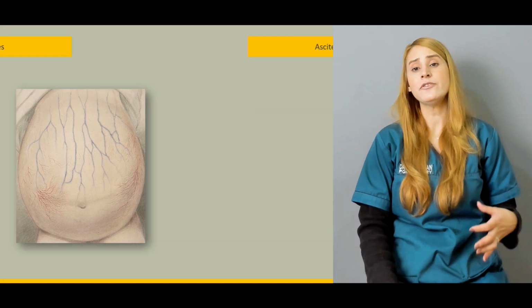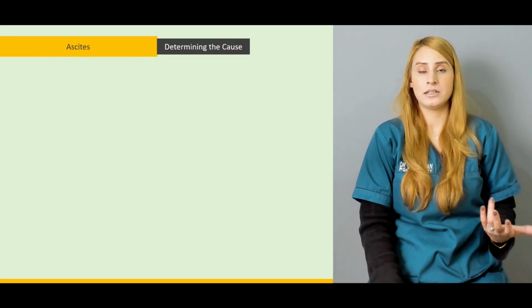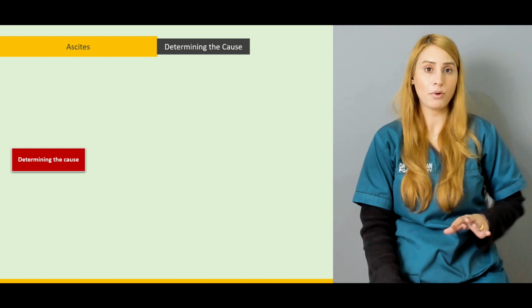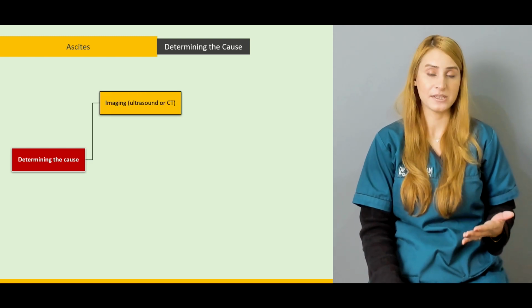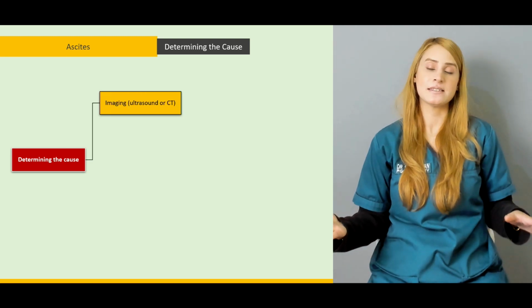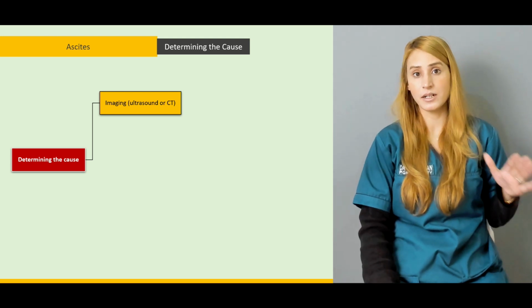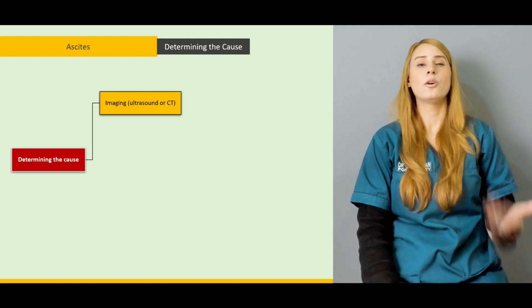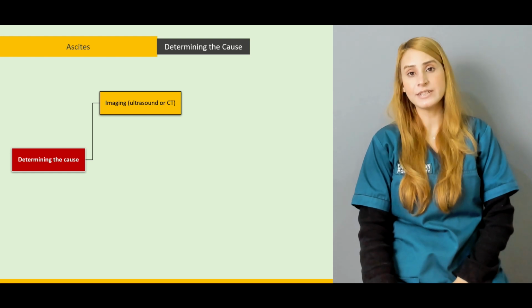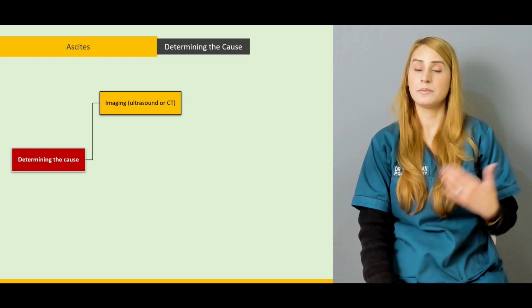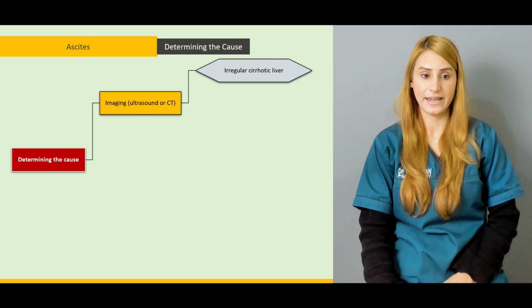So if we talk about determining the cause, it's important to know why the patient has developed ascites. It can be because of CLD. It can be because of some malignant conditions or malignant tumors which have already metastasized to the peritoneal cavity, right?